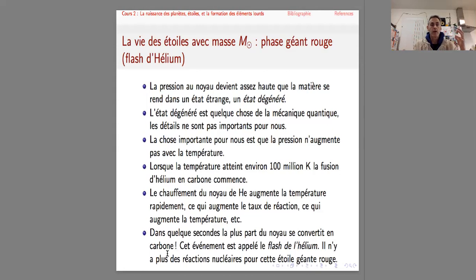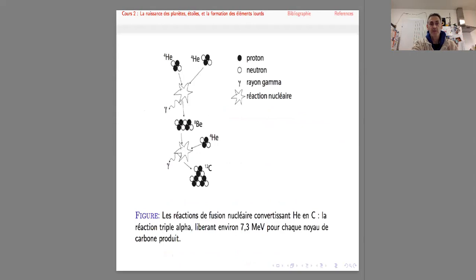Remember, it's mostly helium-4. That helium-4 goes through this triple alpha nuclear fusion reaction in a few seconds. And this event is called the helium flash. And there won't be any more nuclear reactions for this red giant star. Its life as a nuclear fusion reactor is over.